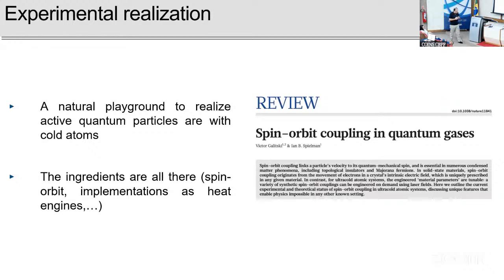Is it possible to realize this in some decent apparatus? The real answer is, I have no idea, but I think yes, because all the ingredients were already around. Spin orbit coupling has been largely studied in quantum gases, and quantum gases were also used as heat engines. So I suspect that this can be done.